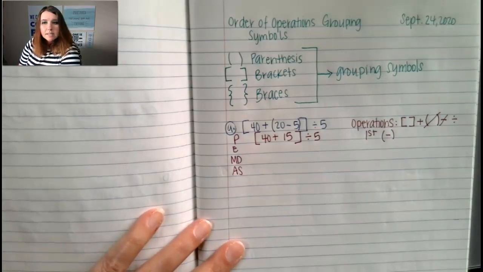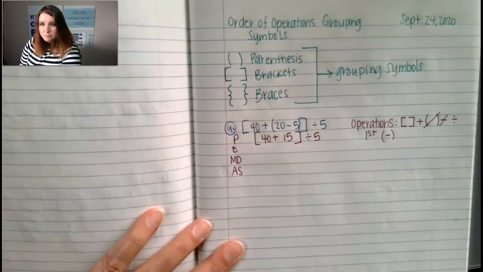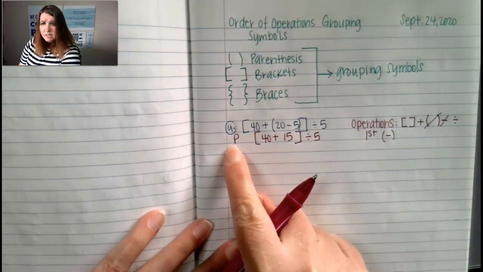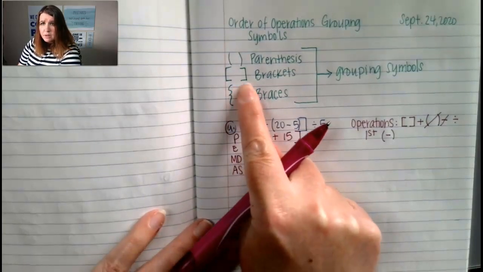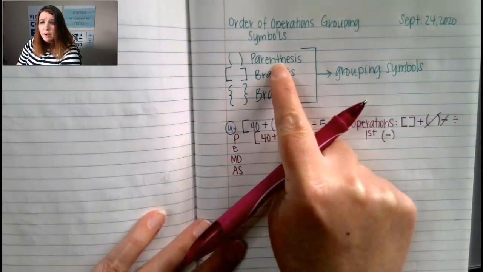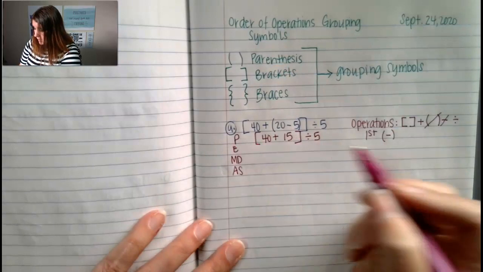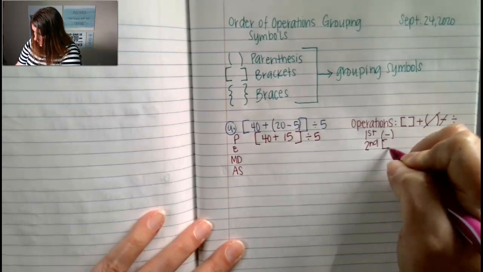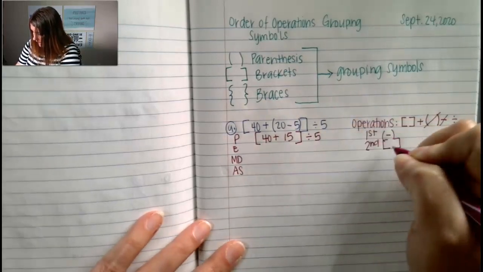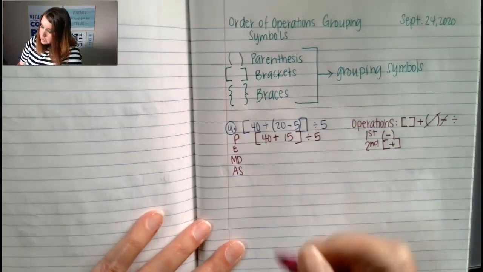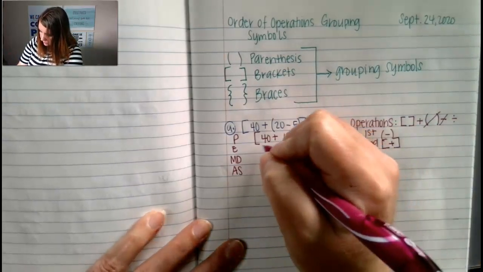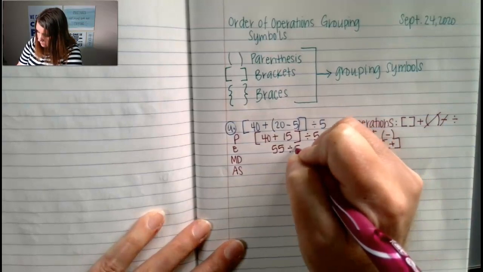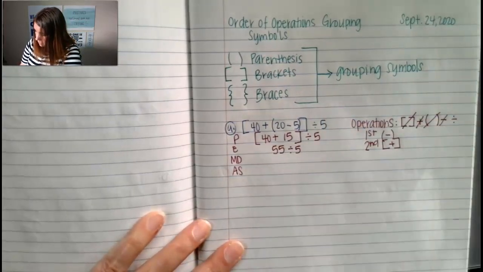My next step is the brackets, because brackets are considered a grouping symbol just like parentheses. I need to add those two. So my second step is brackets, and in the brackets I have addition. So 40 plus 15 is 55, divided by 5. Now I'm going to cross both of those off.